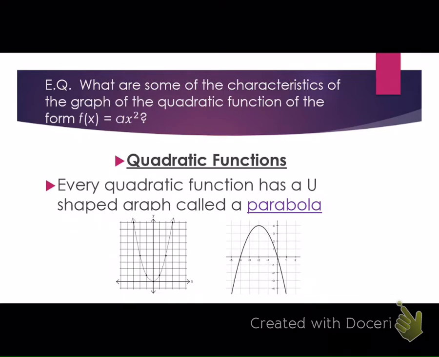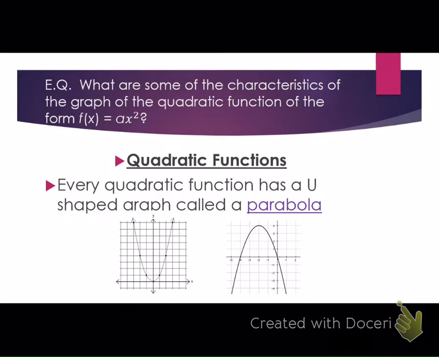Well, we need to know what a quadratic function looks like. We know what a linear function looks like. We know what an exponential function looks like. Now we're going to learn what a quadratic function looks like. So every quadratic function has a U-shaped graph called a parabola. All right? So this is called a parabola. Now, you'll notice I gave you two different kinds of parabolas.